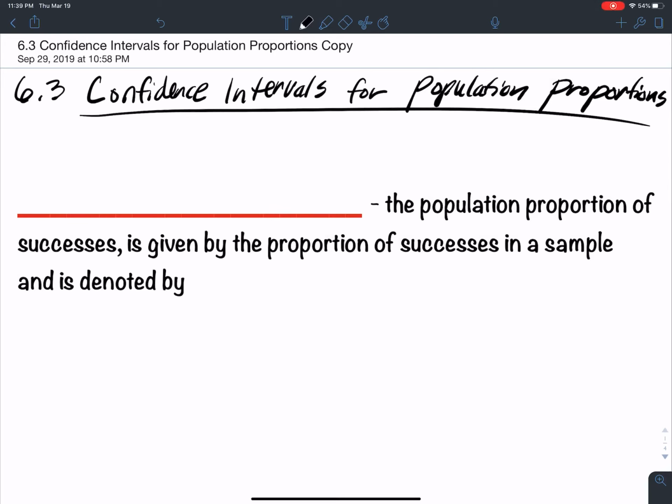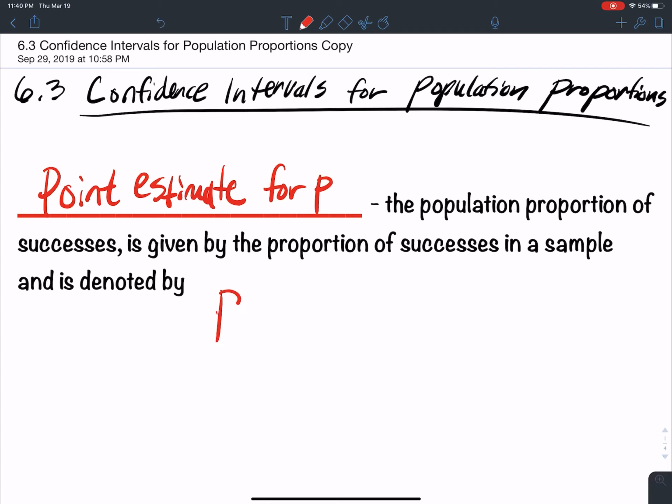All right, 6.3 confidence intervals for population proportions. So, population proportion, we're going to start the same way we did with population means, where we started with the mean. So, a point estimate for P, the population proportion of successes, is given by the proportion of successes in the sample. It's denoted by P hat. Okay, so we read it as P hat. Got a cute little hat on it.